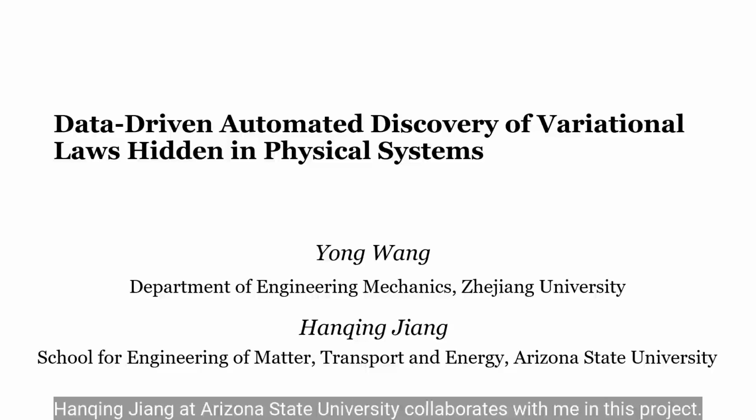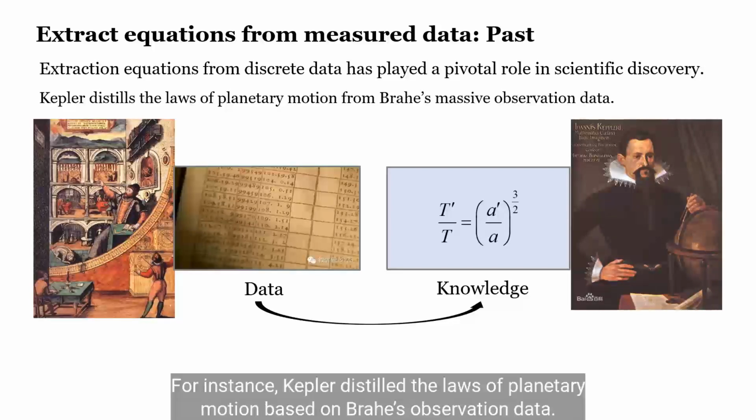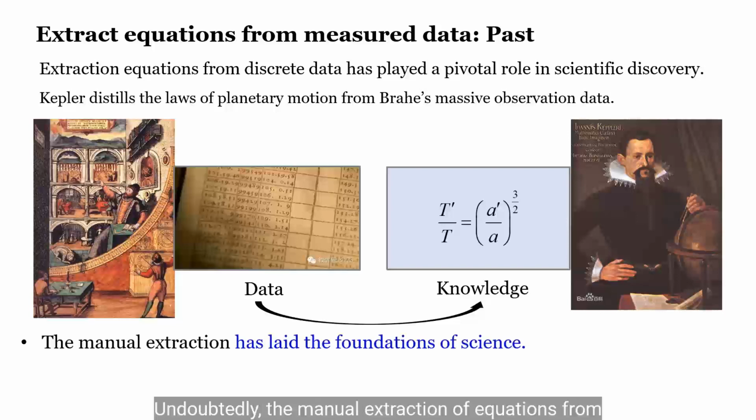Han-Qing Jiang at Arizona State University collaborates with me in this project. As we all know, abstracting equations from measured data plays a pivotal role in scientific discovery. For instance, Kepler distilled the laws of planetary motion based on Brahe's observation data. Undoubtedly, the manual extraction of equations from captured data has laid the foundations of science.